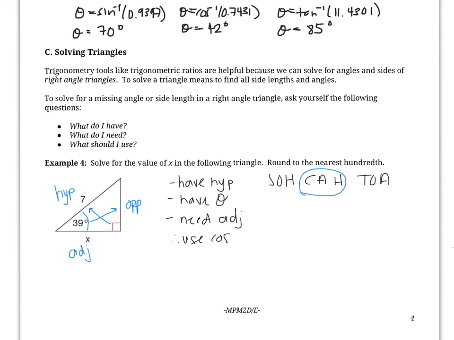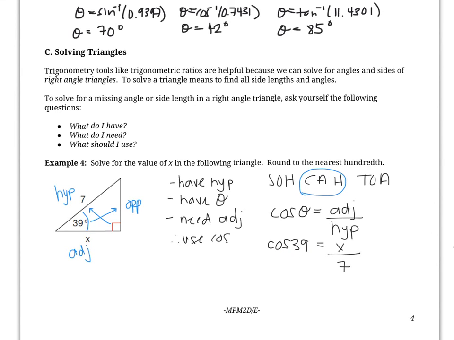Now that we know what ratio to use, let's set it up. We know that the cos of some angle is equal to the ratio between the adjacent side and the hypotenuse side. That's what cos is. So let's fill in what we do know. We know parts of the puzzle, and we can use it to find the missing piece. We have our angle. Our angle is 39 degrees. Cos of 39 degrees is equal to the adjacent side, which we don't have, so we can just call that x, over our hypotenuse, which is 7.